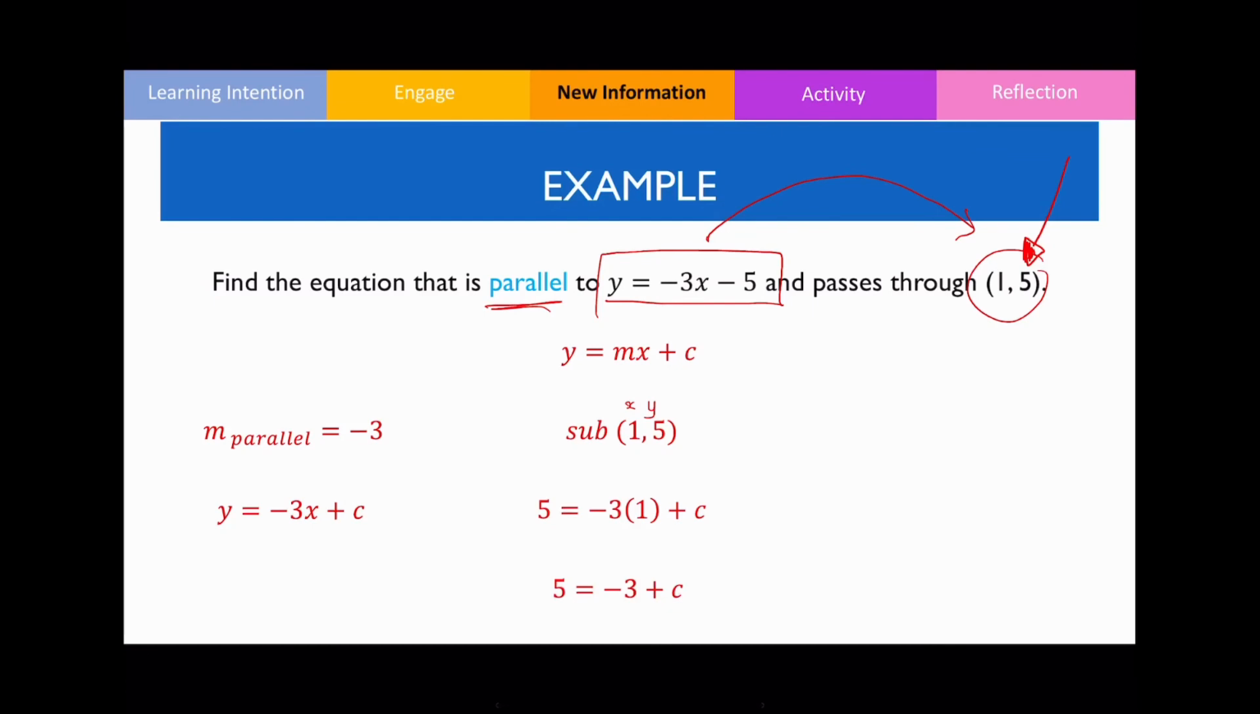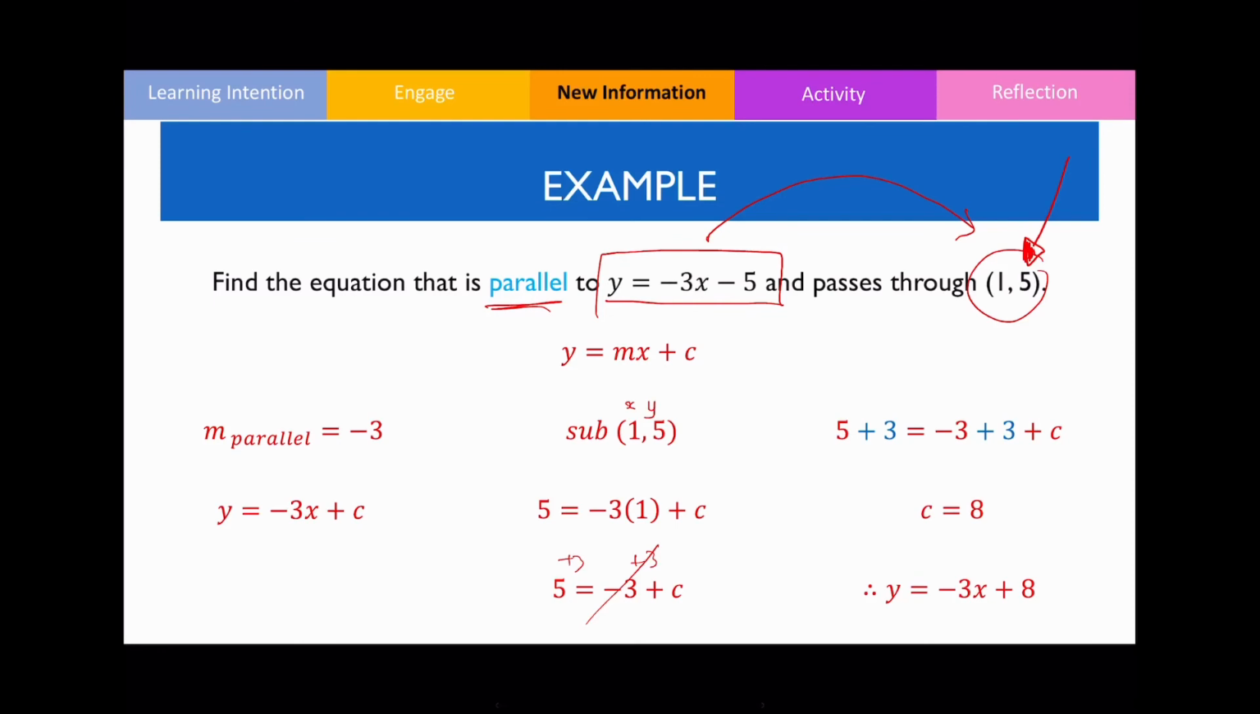Rearrange the equation to solve for c. So I'm going to add 3 to both sides to cancel this out. And if you did that, then you're going to get an answer of 8 because 5 plus 3 is equal to 8. Now your equation is y is equal to negative 3x plus 8. So as you can see over here, this is actually quite easy if you already know how to find the equation of a straight line.